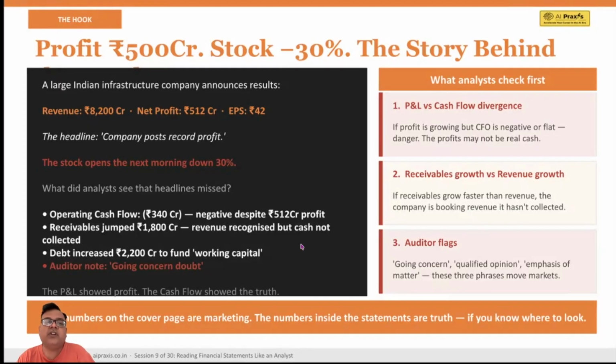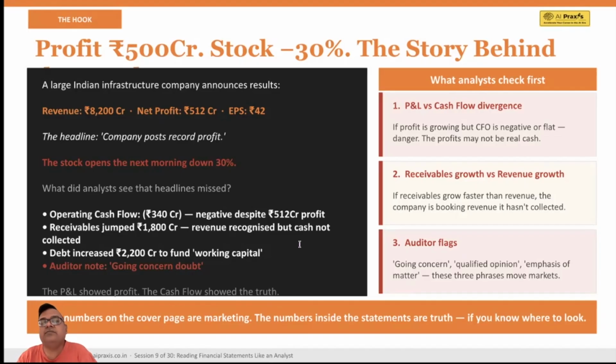Imagine you sell a product for, let's say, 100 rupees. But the customer says, I will use the product and I'll pay you later. Sometimes that's the model, right? You take your bills, for example, you take the service, but you pay later. You still record 100 rupees as revenue, but you don't have the money.